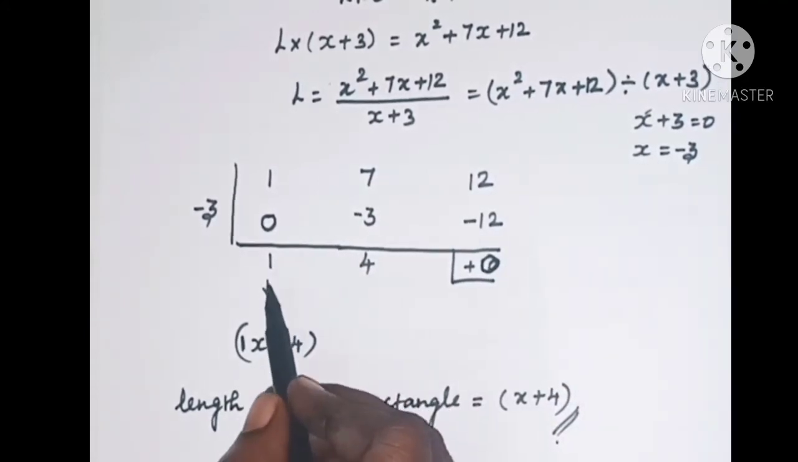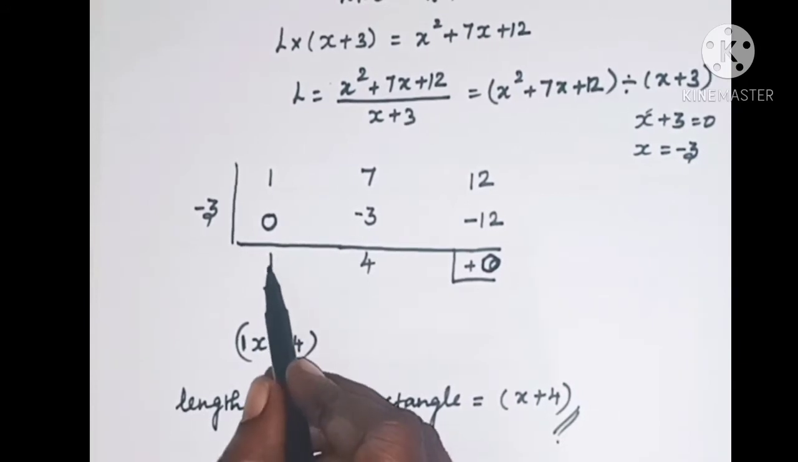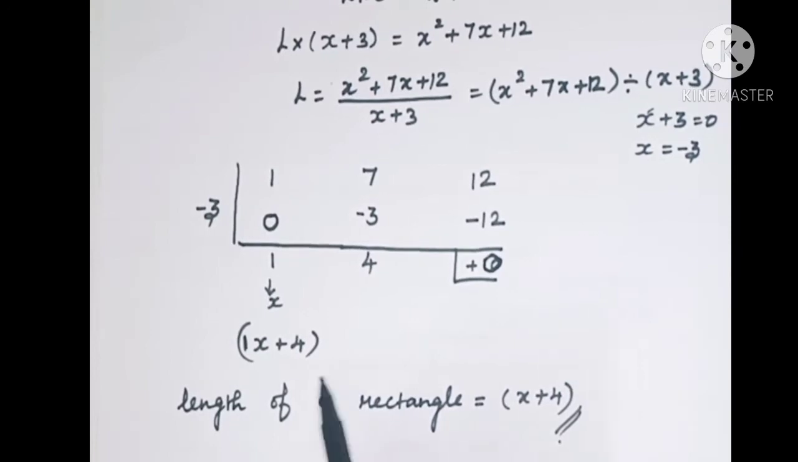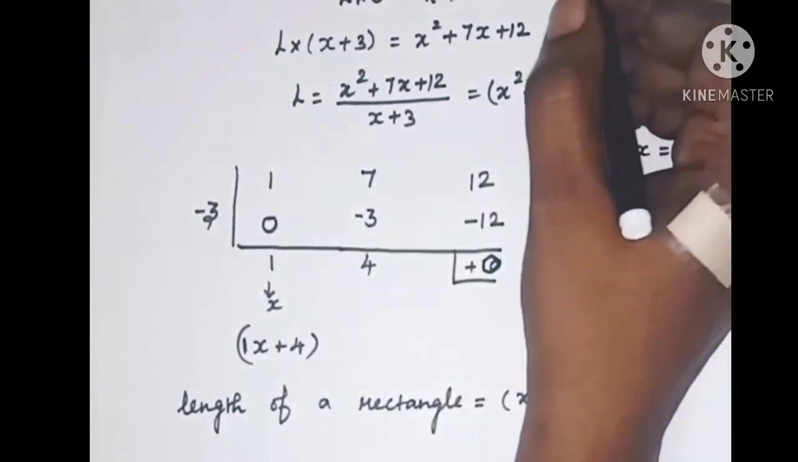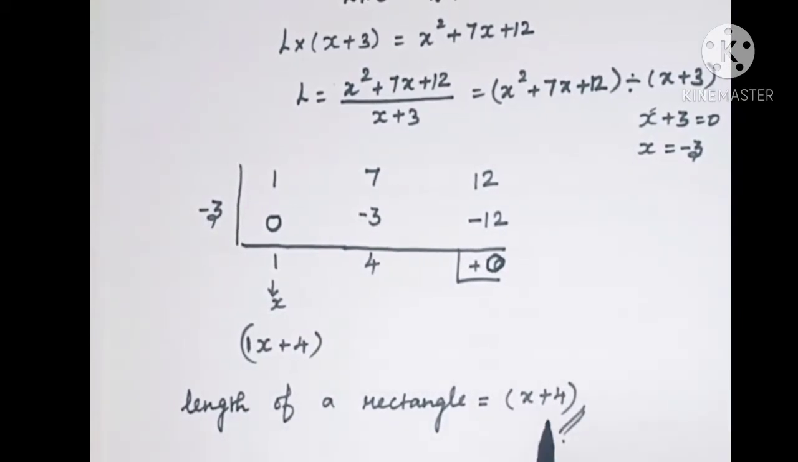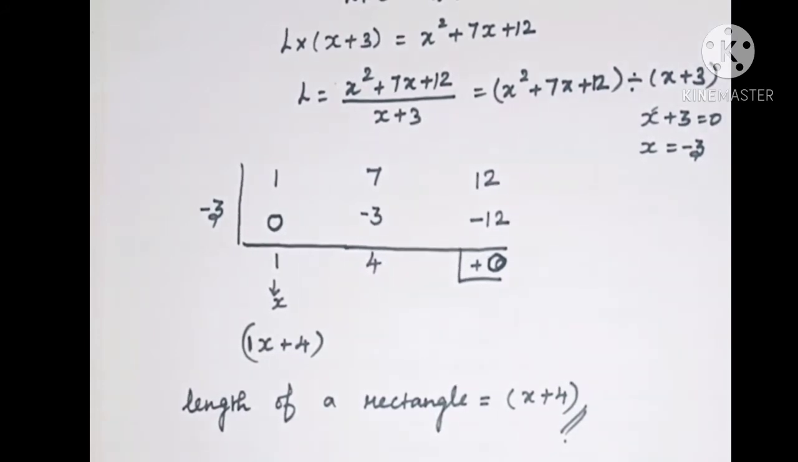So here we have to include x with this number. So 1x plus 4 is the other factor. Therefore, the length of the rectangle, which they are asking to find, is equal to x plus 4. This is the answer for the second sum.